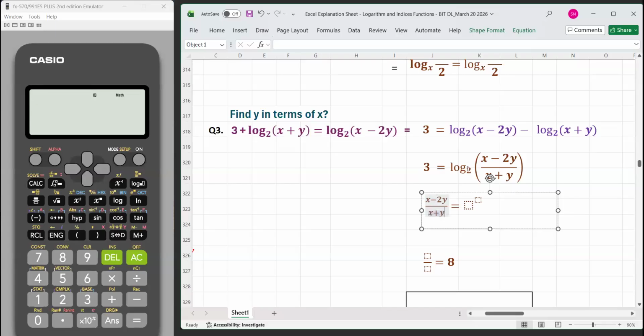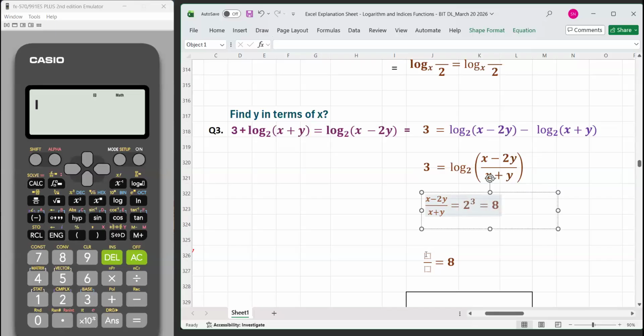should be equal to the base. My base here is 2, remember, all raised to the power of the answer, which is 3. If you are able to do this, then your work becomes a bit easy. 2 raised to the power 3 is 8.